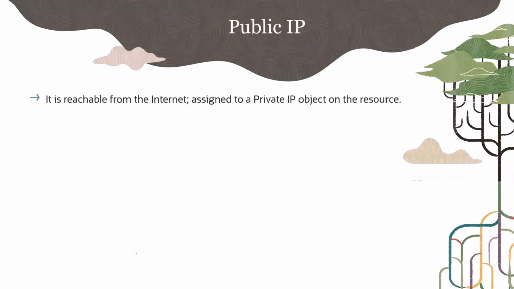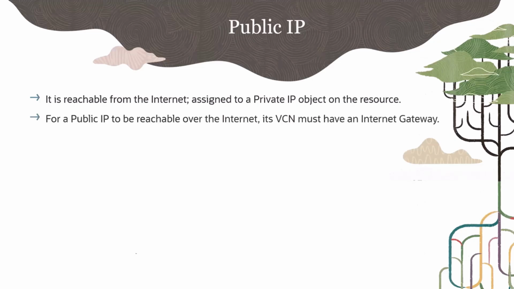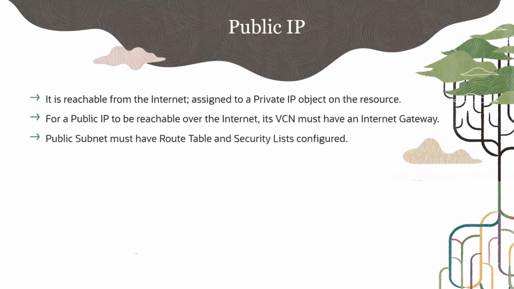Now looking at public IP address, I mentioned that it's an IP address that is reachable from the internet, and it is always assigned to a private IP object on the resource. There are some conditions in order for the public IP to be reachable over the internet. The first condition is there must be internet gateway created in the VCN. Apart from the internet gateway, the public subnet should have the route tables correctly configured. That means there should be a route out to the internet through the internet gateway. And then you should also have correctly configured security lists.